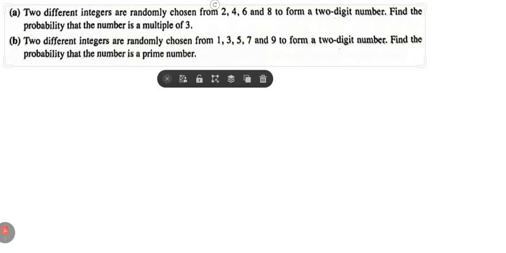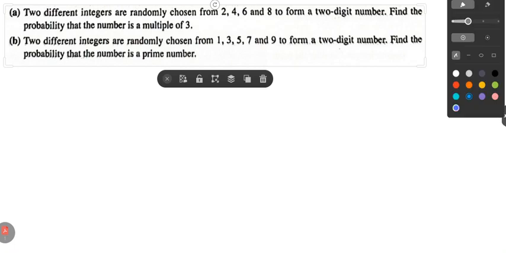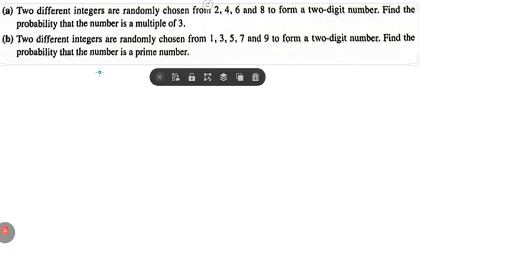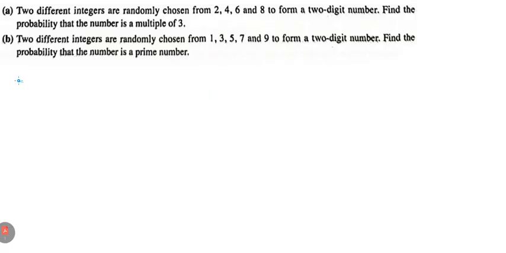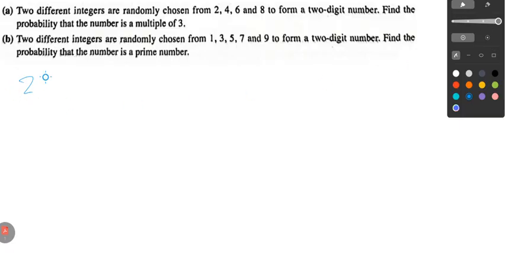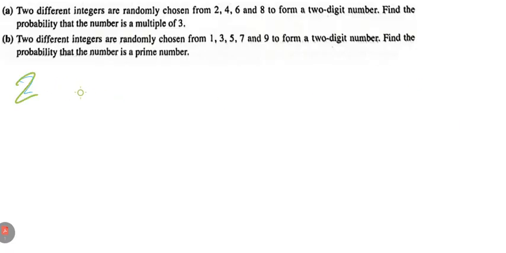So first, we're going to form the two-digit numbers and find the probability that the number is a multiple of 3. So let's start with the 2 then. Let's write it out here. We have the 2. So let's go through the two-digit numbers that we have. Writing out here, we have the following.